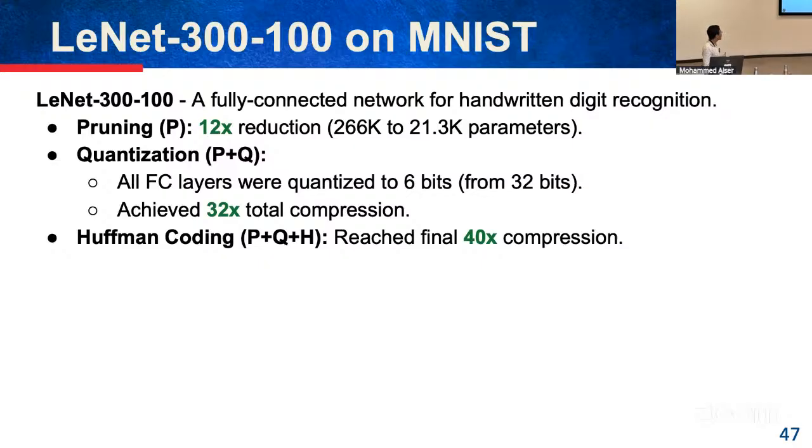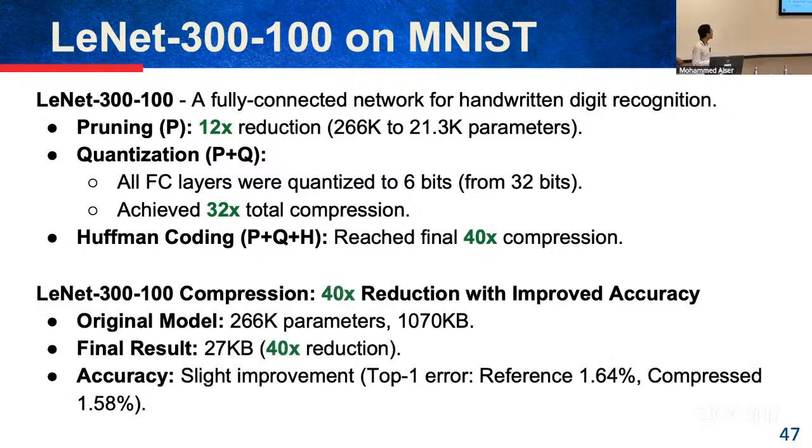Then quantization was applied, and all the fully connected layers were quantized from 32 bits to 6 bits. After this, they were able to achieve a total of 32x compression. And after applying Huffman coding, the final compression was 40x. So the main result of LeNet-300 on MNIST was that it was reduced 40 times with improved accuracy. If you look at it, the reference is the original model and the compressed is the new compressed model, so there is a slight improvement in the accuracy.